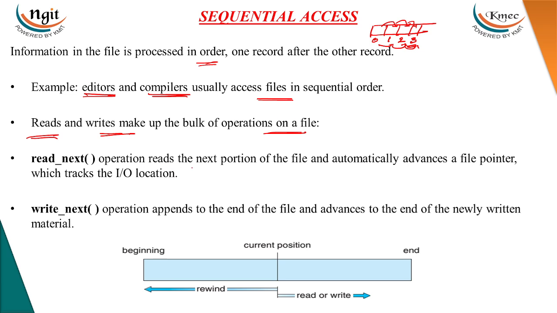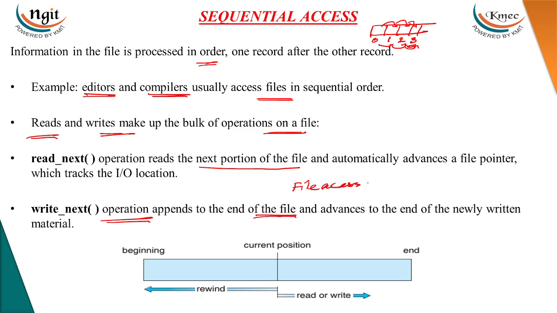Reads and writes make up the bulk of operations on a file. The read next operation reads the next portion of the file and automatically advances the pointer to the next location. The write next operation appends to the end of the file. The data will be added at the end of the file.